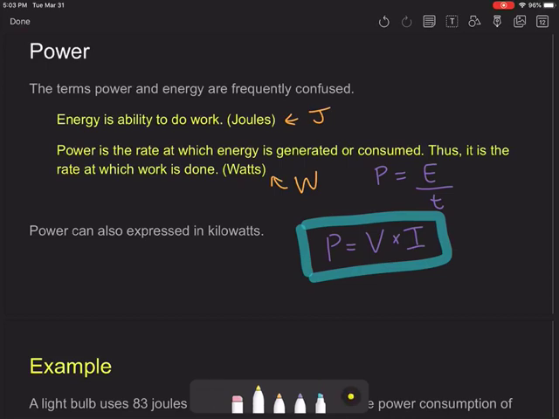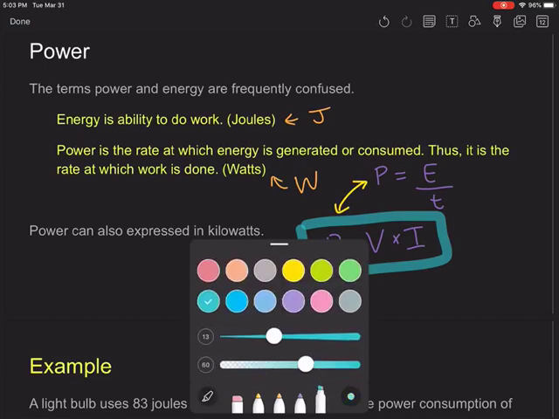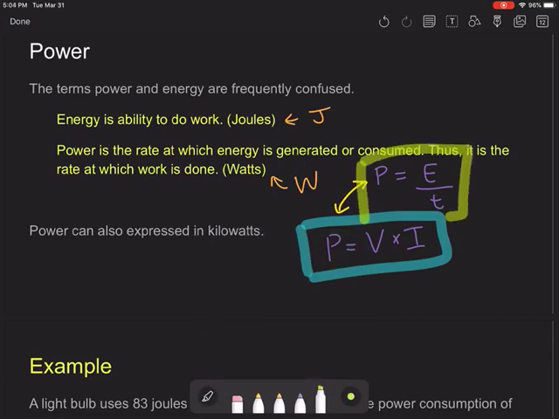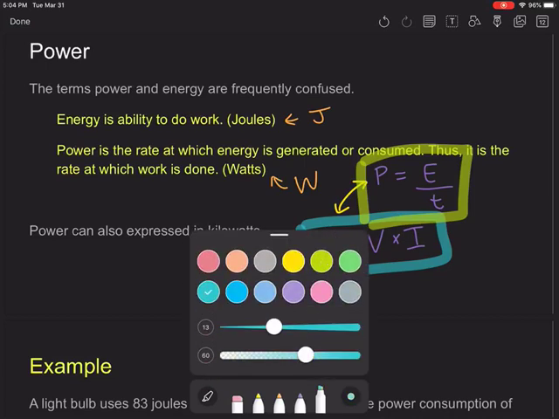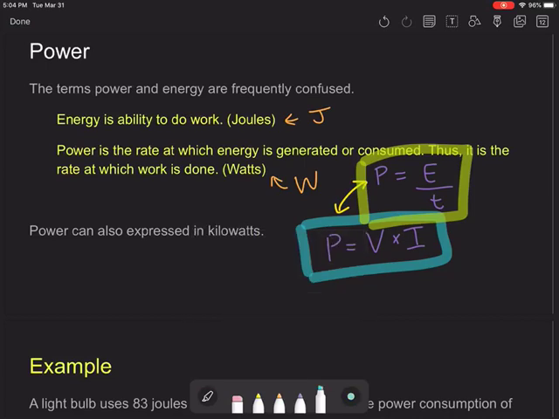So my power could be thought about in one of two ways. The way up here is the one that we're focusing on in this lesson. But it's worthwhile to note that it is possible to look at power in a different way.